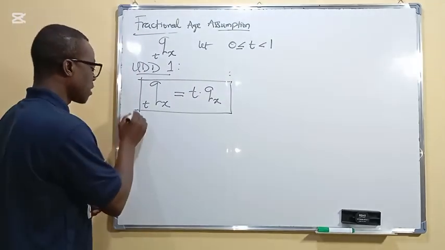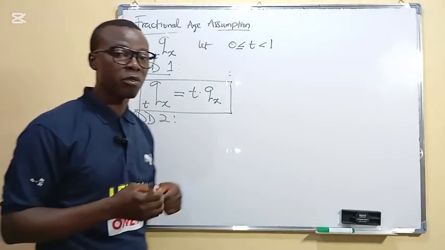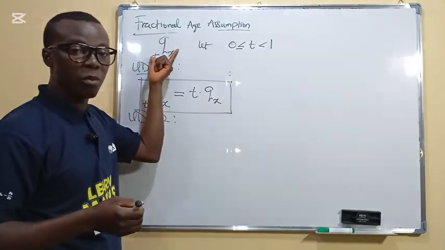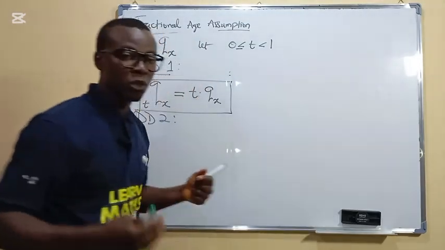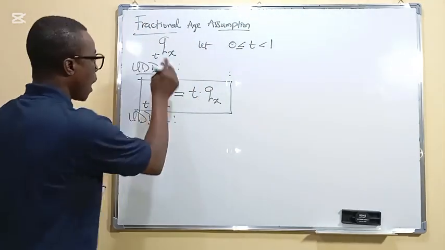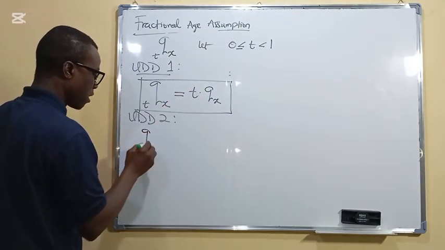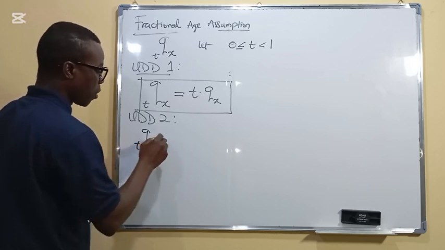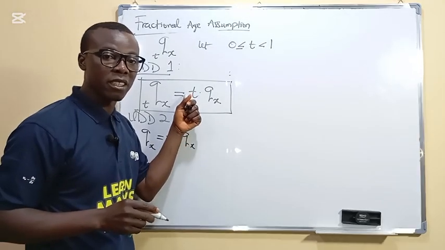Now, looking at the second assumption, that is the uniform distribution of death. We are going to start from here and be able to get some other formulas that we are going to use in the conversion. Now, I'm going to take it directly from here. That's this first assumption, which says that the probability of a life age X not surviving beyond T is the same thing as T dot QX, just as it is stated earlier on.